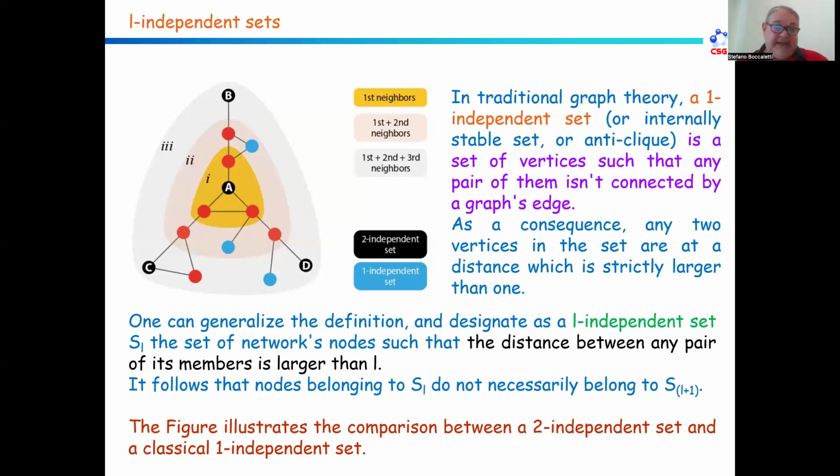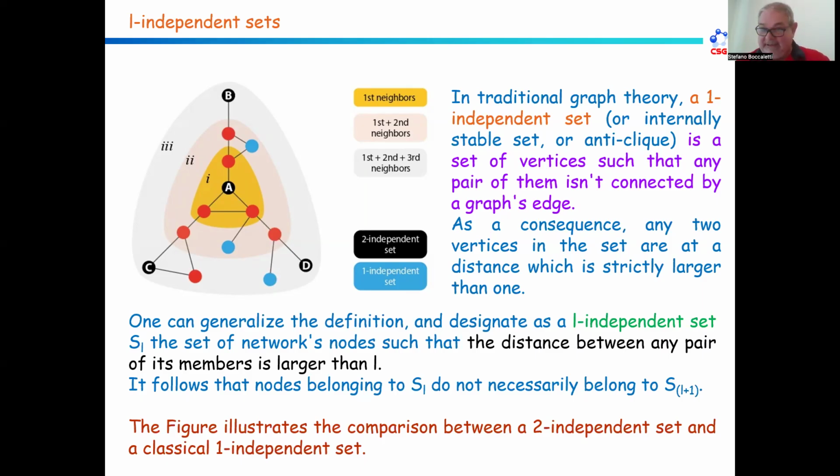And now let us generalize and introduce the definition of L independent sets. An L independent set is a set of nodes such that their distance is strictly larger than L. For example, let's consider the 2 independent set. If you look at the figure, you will see that A, B, C, D are in the 2 independent set, because a 2 independent set means that there is no direct link nor a single intermediary. You need at least 2. And indeed, if you take A and B, you have 2 intermediaries, the 2 red ones. Same for AC, same for AD. Whereas if you look, for example, at the blue node, you see the blue node is not a member of the 2 independent set, because this blue node and D have 1 intermediary.